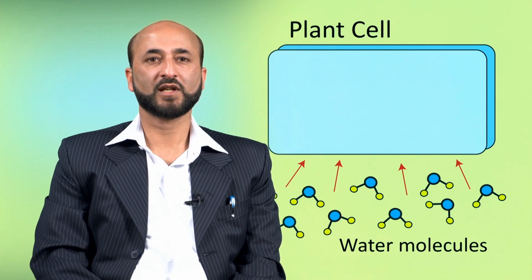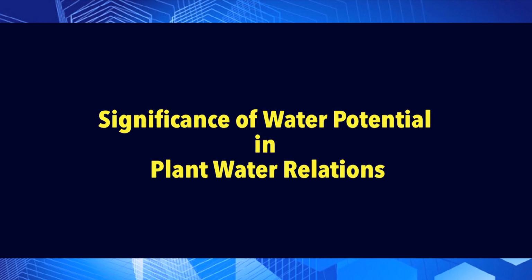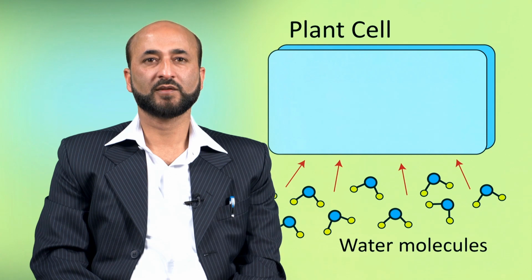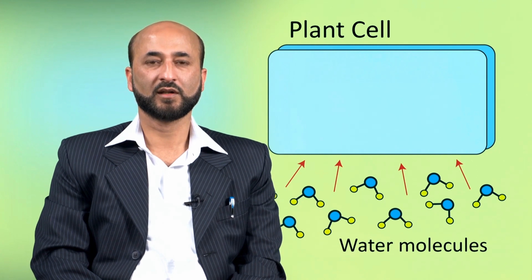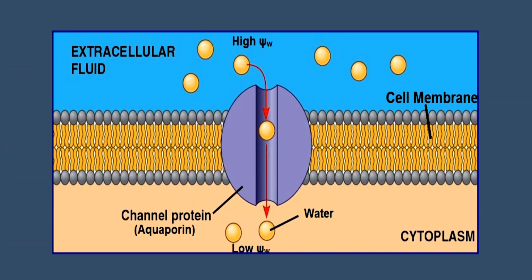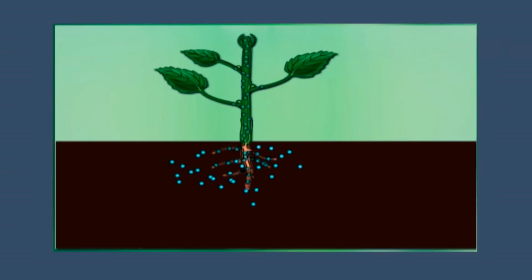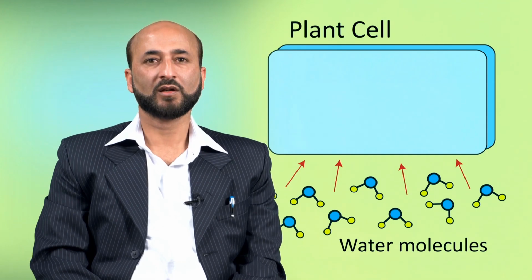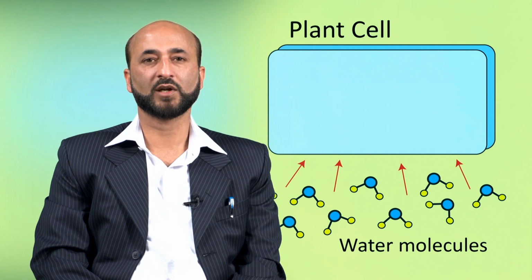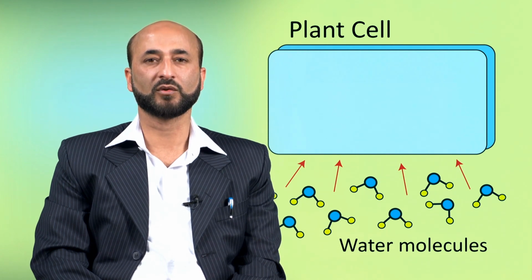Finally, let us appreciate the significance of water potential in plant-water relations. The significance of water potential in plant-water relations is below. Number 1, water potential governs the transport of water across cell membranes and from one part of the plant to other. It especially governs the transport of water from the soil through the plant to the atmosphere, that is through SPAC, soil plant atmospheric continuum. Water potential not only determines the direction of transport but also the magnitude of the driving force.